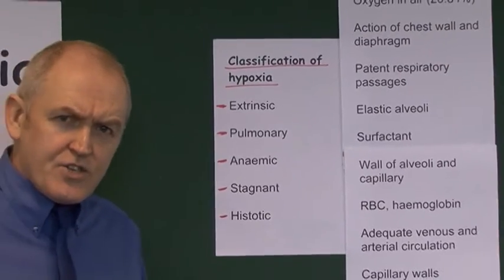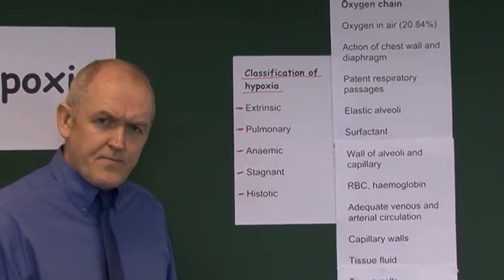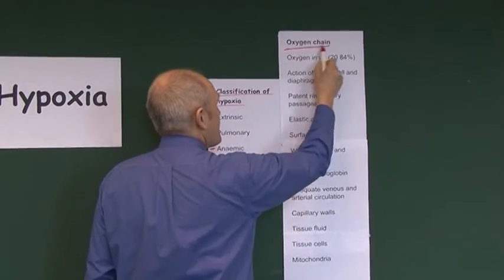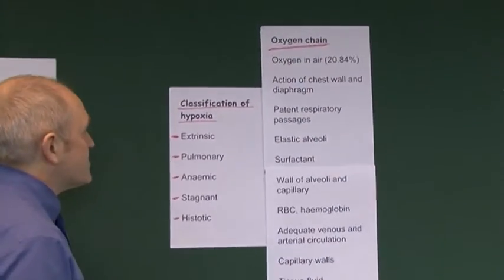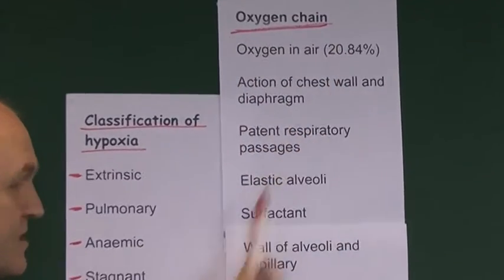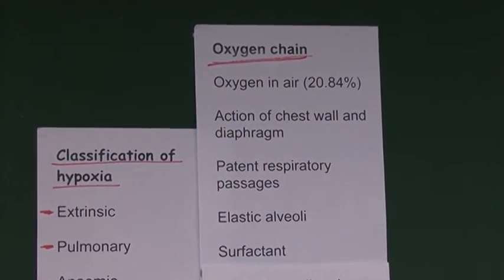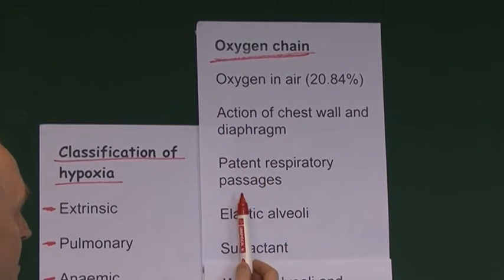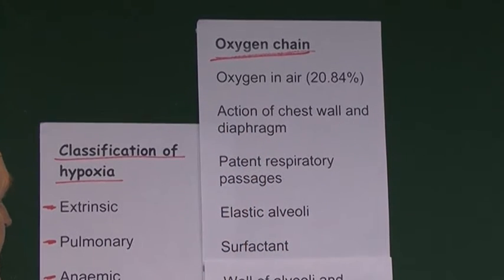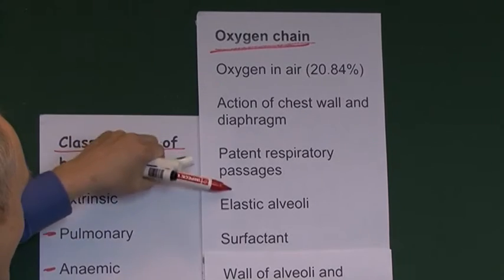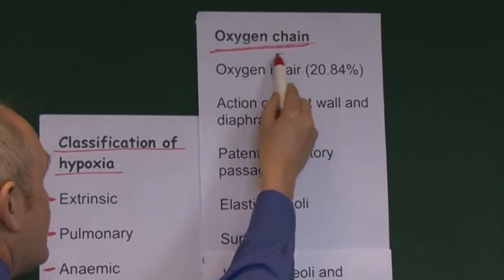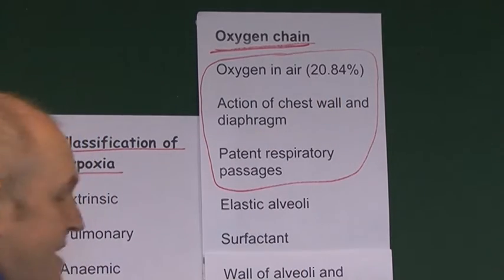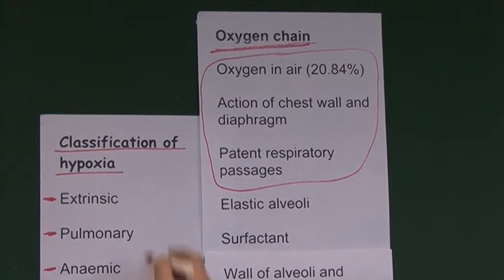And we can relate this to the oxygen chain physiology that we've just discussed. Let's do this on this diagram. Remembering the oxygen chain, so we need oxygen in the air, which is present at 20.84% in fresh air. Then we need the action of the chest wall and diaphragm, and we need patent respiratory passages. And notice that these are before we actually get into the lungs. So anything going wrong with these systems here would constitute an extrinsic hypoxia.